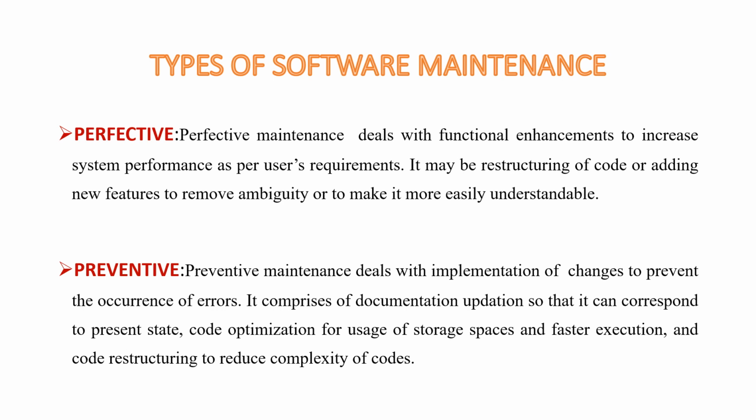The next is preventive maintenance. Preventive maintenance deals with implementation of changes to prevent the occurrence of errors. It comprises document updations so that they correspond to the present state, and it also corresponds to code optimization for the usage of storage space and for faster execution. The code restructuring to reduce the complexity of the code also comes under preventive maintenance.